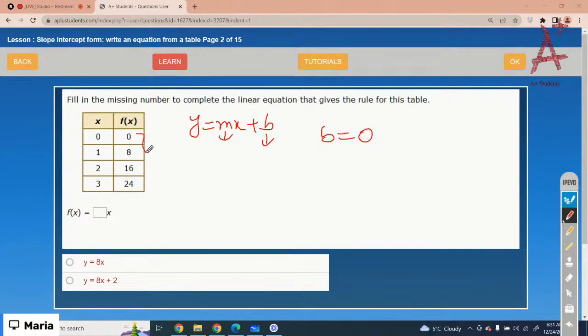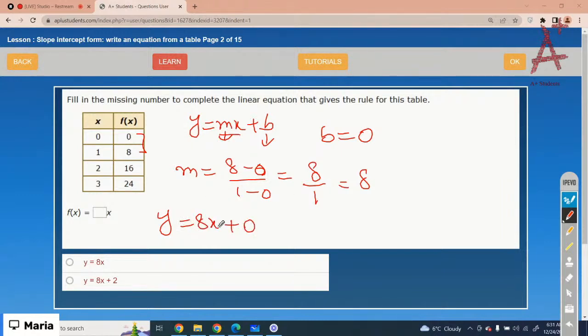You can find the slope using any two points. I'm going to use these two points. m equals y2 minus y1, 8 minus 0, divided by x2 minus x1, 1 minus 0. 8 minus 0 is 8, 1 minus 0 is 1. That means the slope is 8. So the equation is y equals mx, m is 8, plus b is 0. So 8x plus 0 is 8x. So the equation is y equals 8x. So the first option is the correct one.